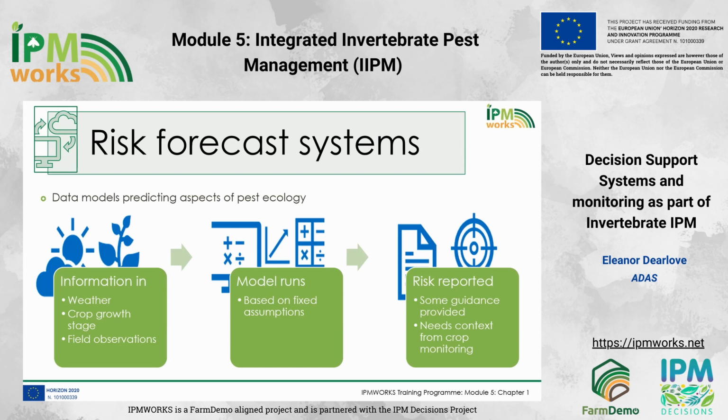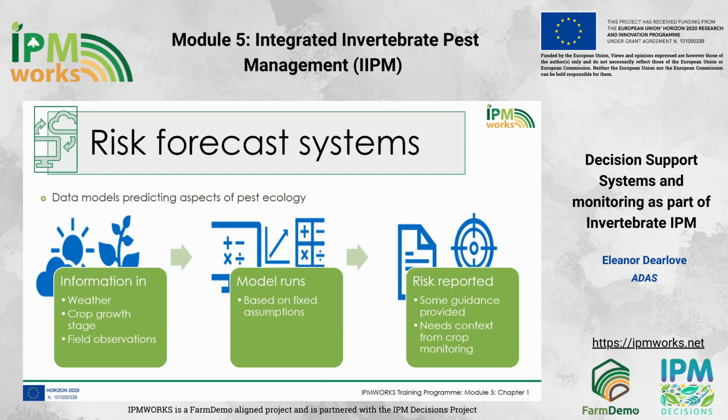The mathematical model, or the algorithm, is developed based on validated observations of the pest in crops, and it makes various assumptions about the relationship between the pest's ecology and these environmental conditions. When interpreting the outcome of a risk forecast system, be sure to check that these assumptions apply.